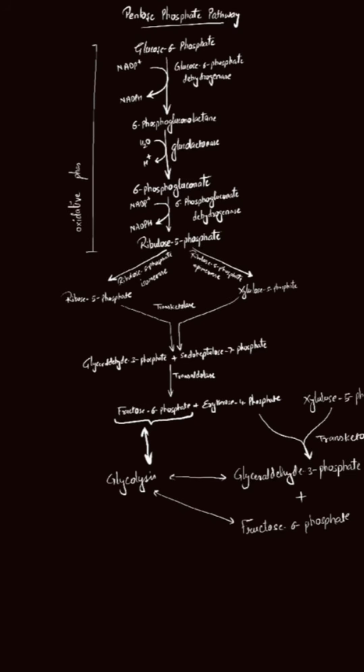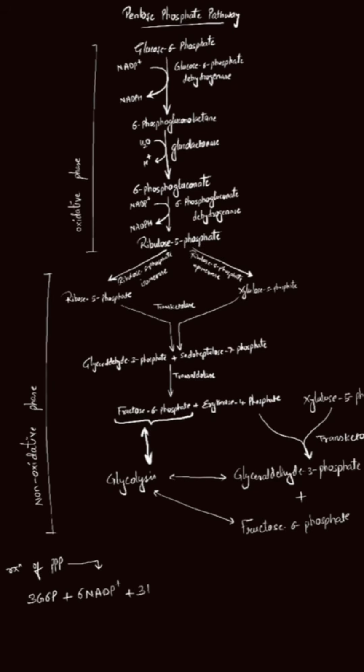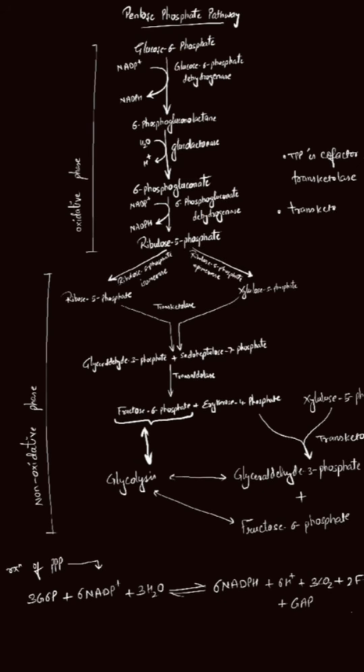Transketolase catalyzes the transfer of a 2 carbon unit from xylulose 5-phosphate to ribose 5-phosphate, yielding glyceraldehyde 3-phosphate and sedoheptulose 7-phosphate. TPP, thiamine pyrophosphate, is a cofactor of transketolase. Transaldolase catalyzes the transfer of a 3 carbon unit from sedoheptulose 7-phosphate to glyceraldehyde 3-phosphate, yielding erythrose 4-phosphate and fructose 6-phosphate. The second transketolase reaction yields glyceraldehyde 3-phosphate and a second fructose 6-phosphate.